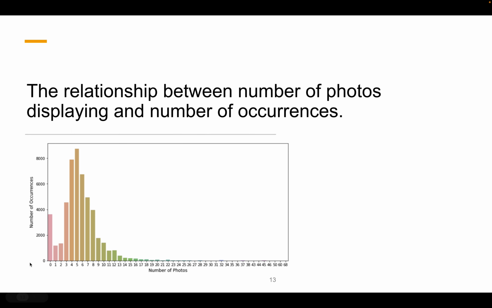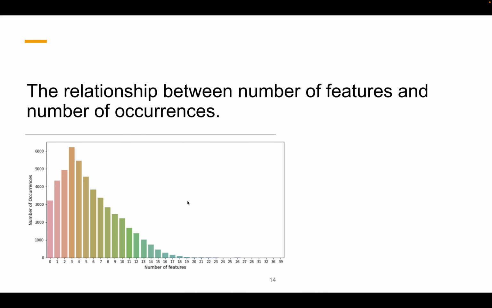This is a picture of the relationship between number of photos displayed on the website and the number of occurrences. This is a picture of the relationship between number of features and the number of occurrences.